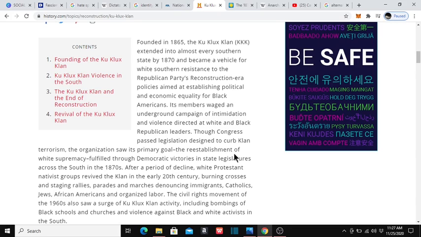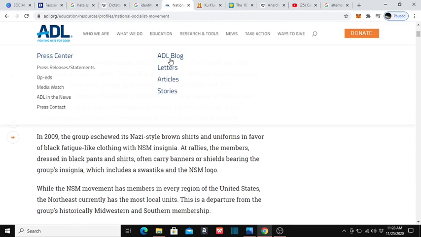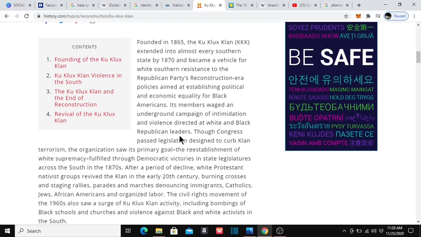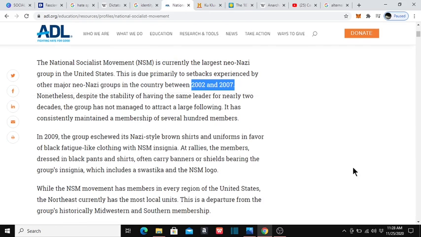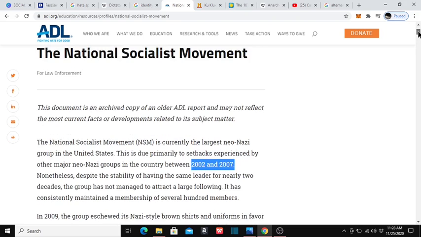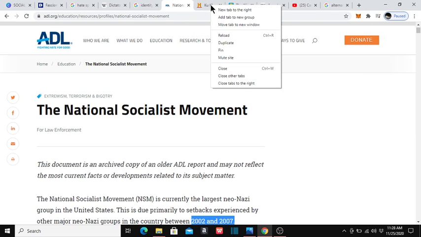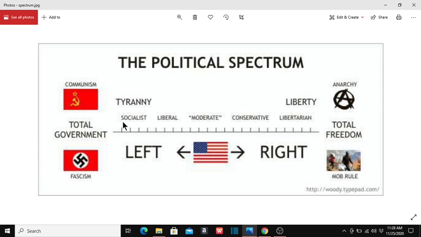So now, where did all this talk about the parties switching come from? Because we just read about the National Socialist Movement, and as you can see the dates, I mean, there's not much to say about that. Numbers don't lie. Today in America, the National Socialist Movement is the largest neo-Nazi group. Feel me? So all the way back from the Klan till today, they're still socialists. They never changed. There was no shift. See, look, socialists, they're left, not right.